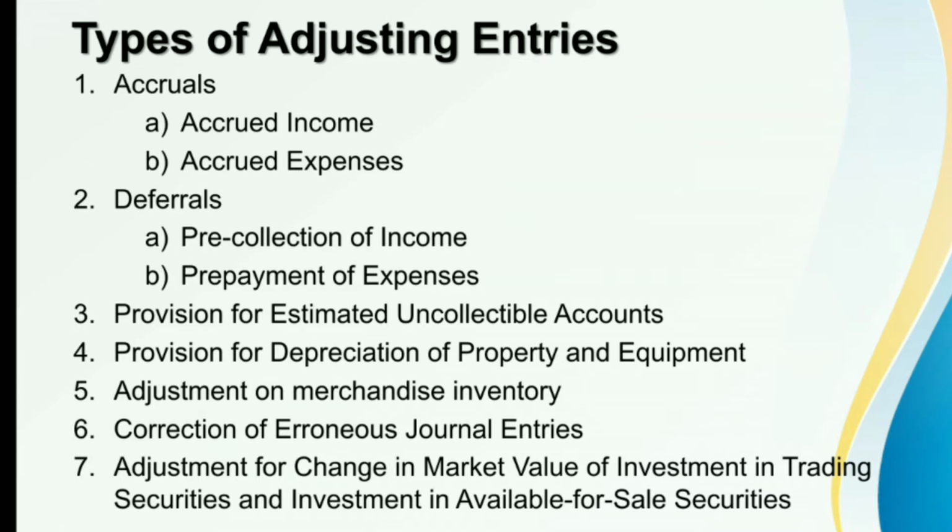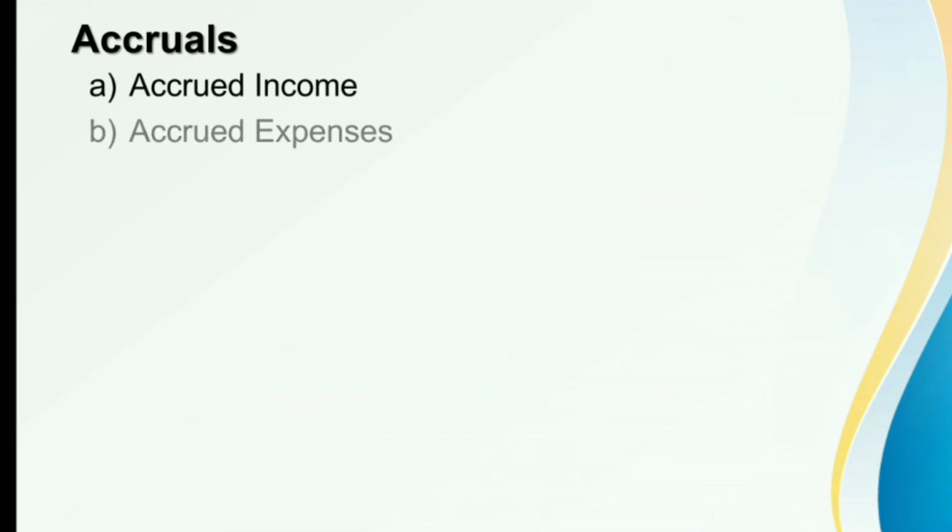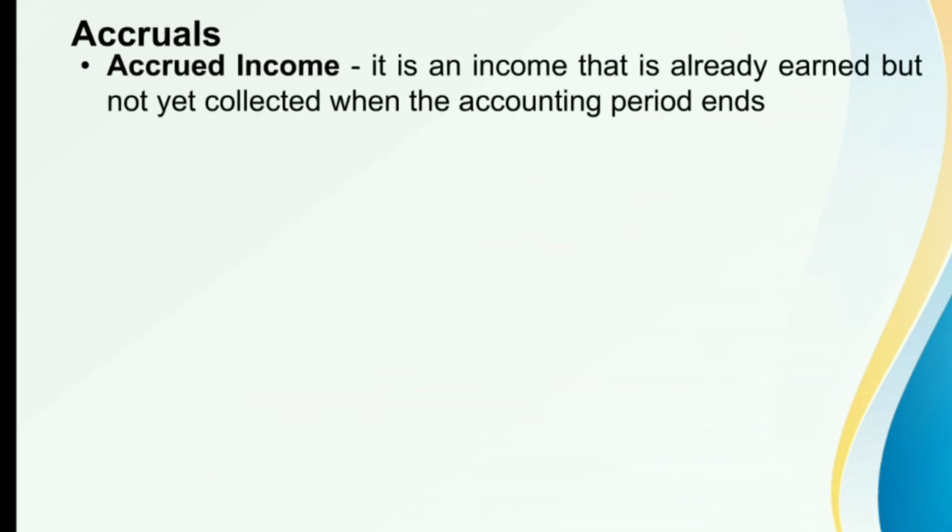So we will be discussing them one by one except for the number 7. So this number 7, reserve na lang natin to for the higher accounting. Again, the accruals has 2 kinds, the accrued income and accrued expenses. When we say accrued income, it refers to the income that is already earned but not yet collected when the accounting period ends.